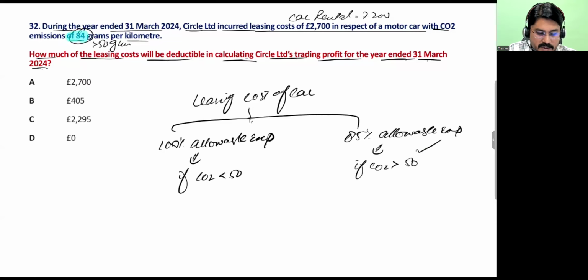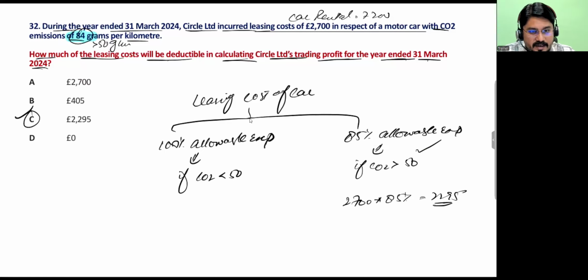As the car CO2 emission is more than 50 gram per kilometer, 85% of the lease rental cost will be an allowed expense. 2700 into 85%, so 2295 is the leasing cost which can be deducted. So C is the correct answer.